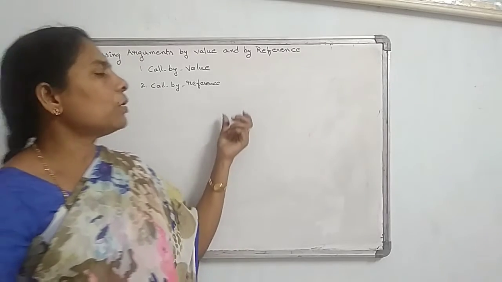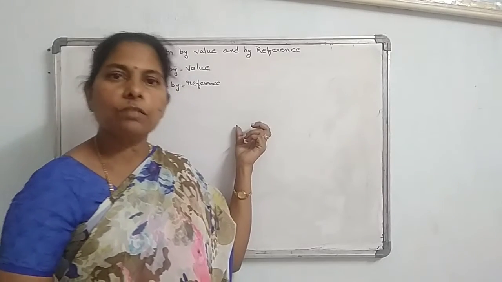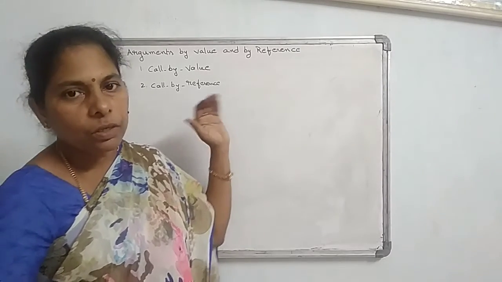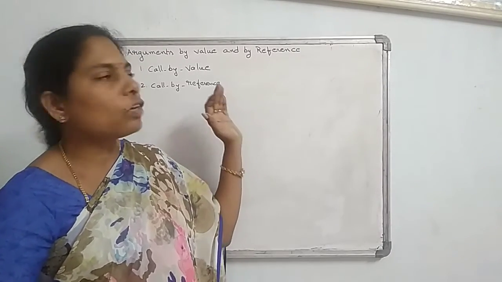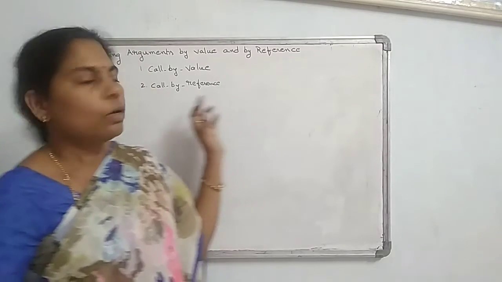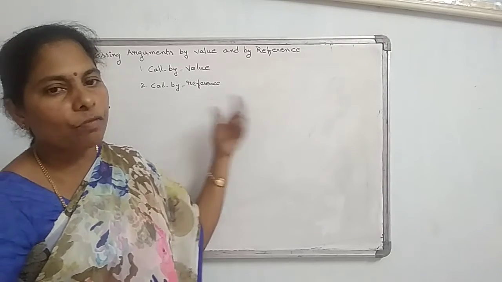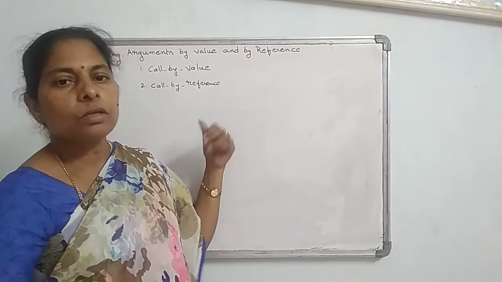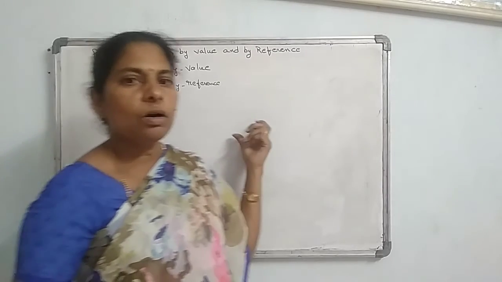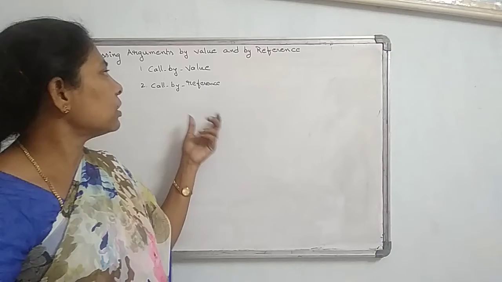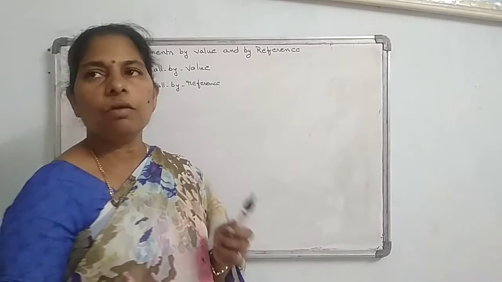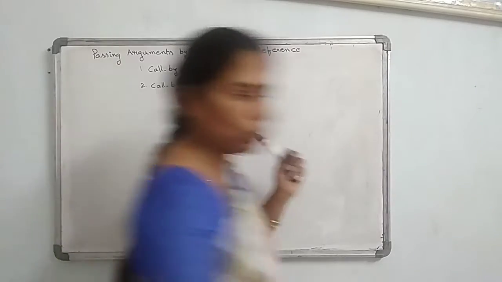What is call by value and what is call by reference? Call by value means that at the time of calling the method or function, you pass values. That is called call by value. Call by reference means that instead of passing values, you pass the reference, that is, you pass objects or reference values. First we will discuss call by value.